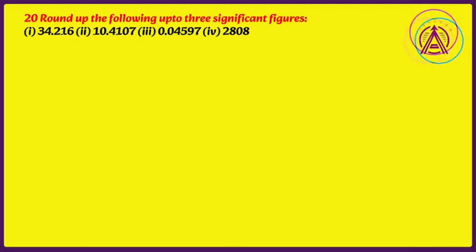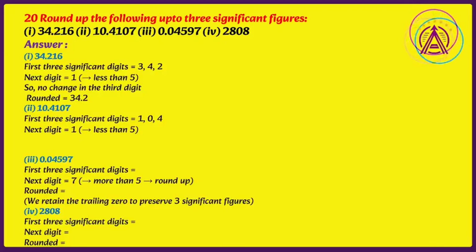So with this in mind, let's quickly solve this question. 34.216, up to 3 significant figures, we have 3, 4 and 2 which are our significant figures. So after 2 we have 1, and 1 is less than 5. So there is no change, and the rounded off figure is nothing but 34.2 itself. Similarly, in 10.4107, our first 3 significant figures are 1, 0 and 4. So after 4, I have 1 again, which is less than 5. So my number remains as it is. The rounded off figure is 10.4.